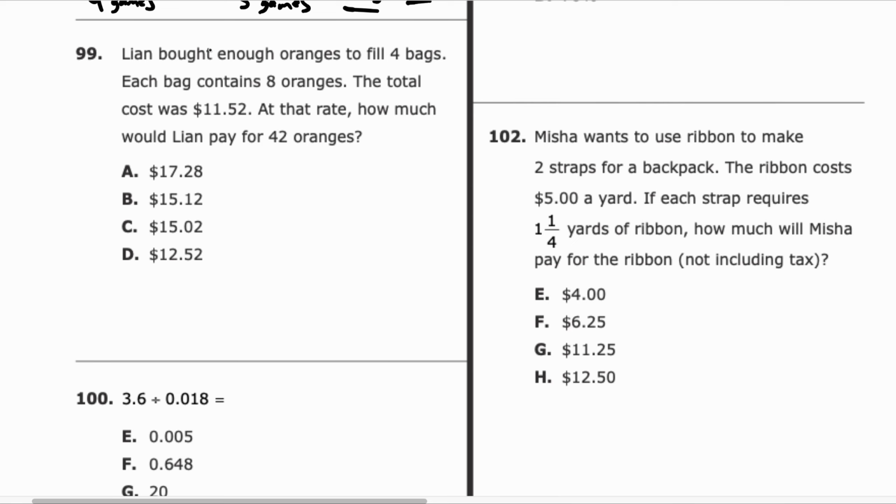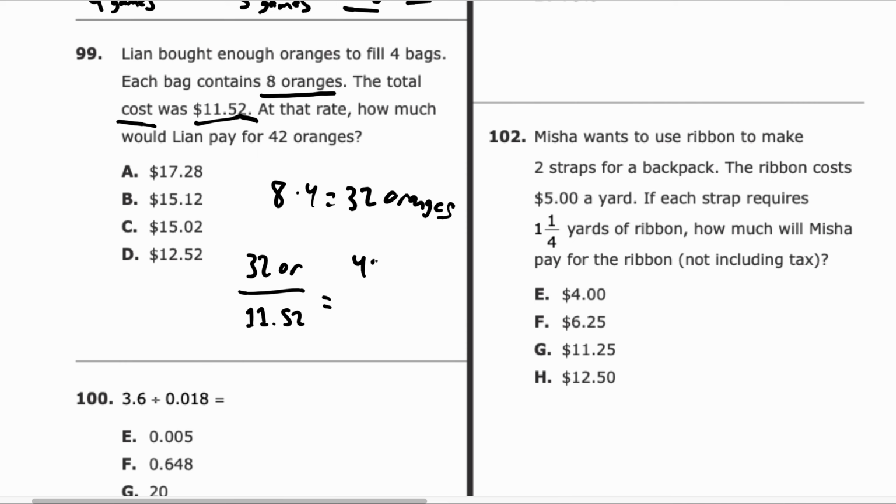Alright, so Leon bought enough oranges to fill 4 bags. Each bag contains 8 oranges, right? So we have 8 times 4, or 32 oranges across the 4 bags. The total cost of the oranges was $11.52. So for 32 oranges, we paid $11.52.